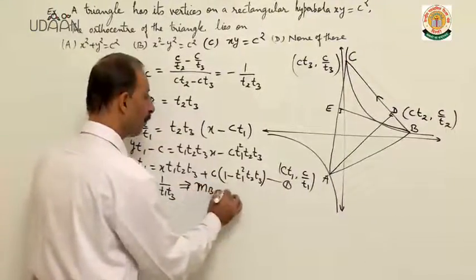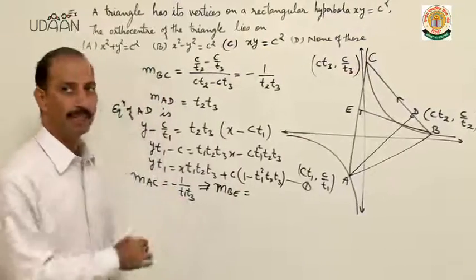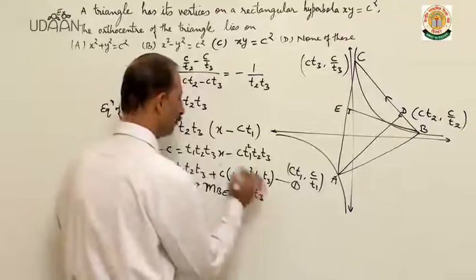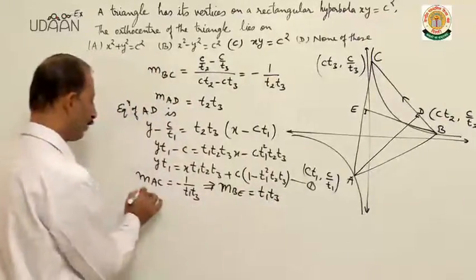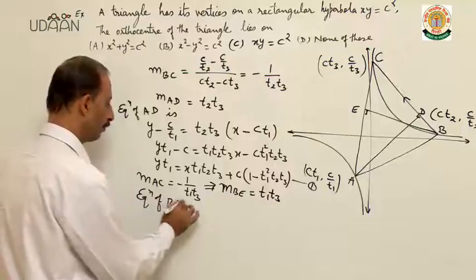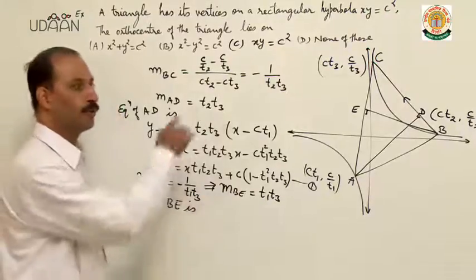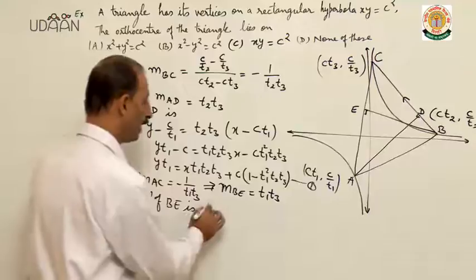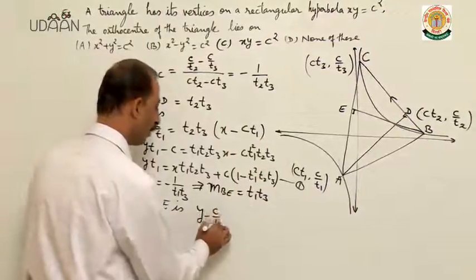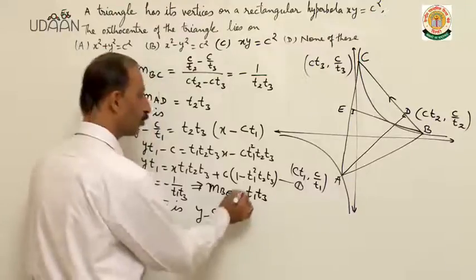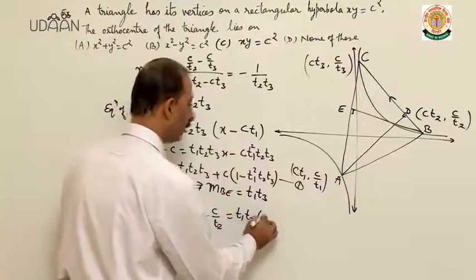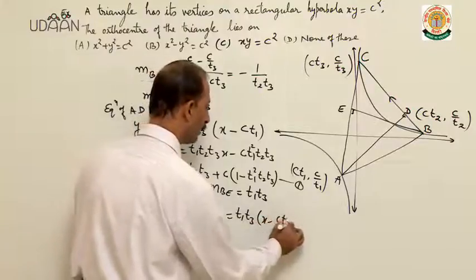This is perpendicular to AC. So you will get the slope of BE is t1 t3. Now the equation of altitude BE. Again use point slope form. So y minus the coordinate of the B point, c upon t2, equals the slope of this BE, say t1 t3, times x minus c t2.